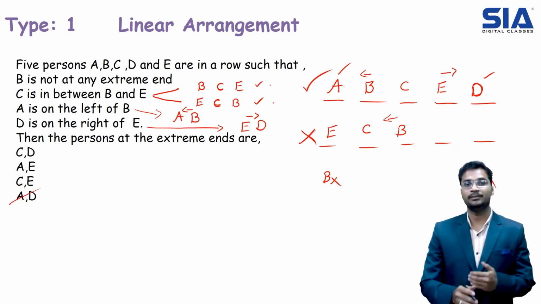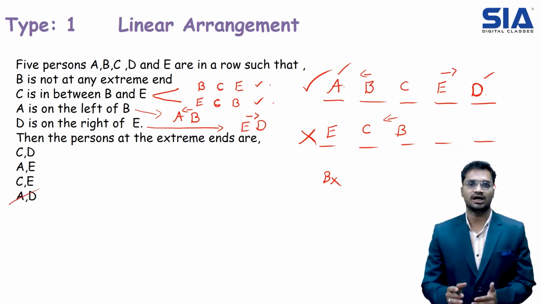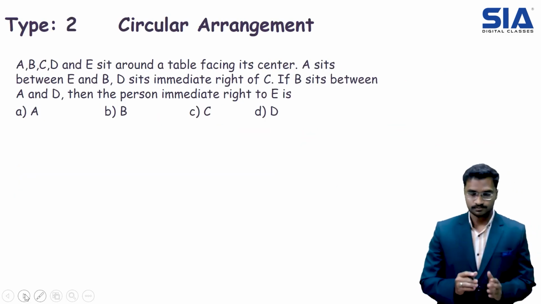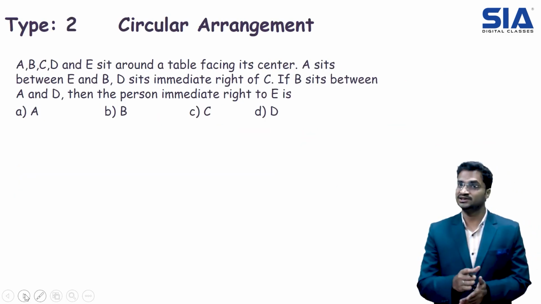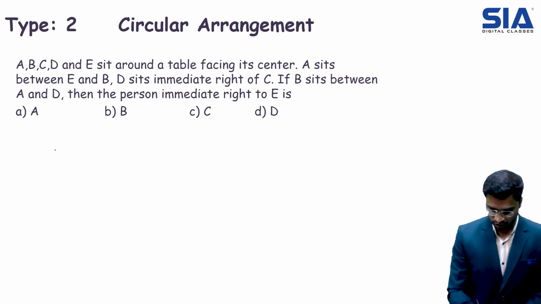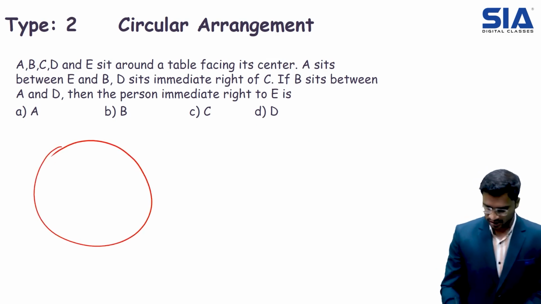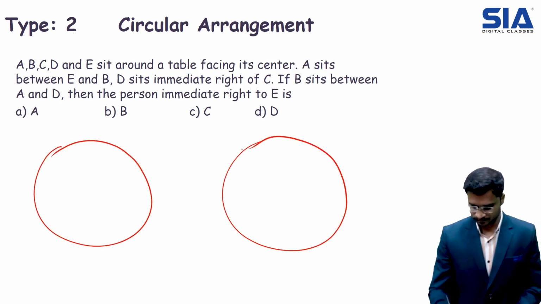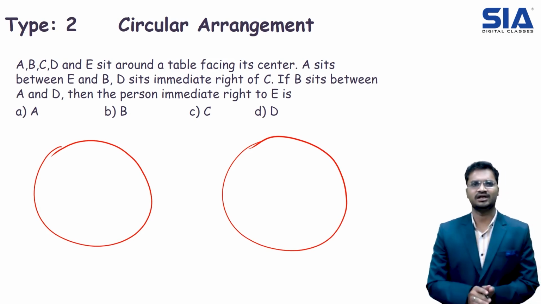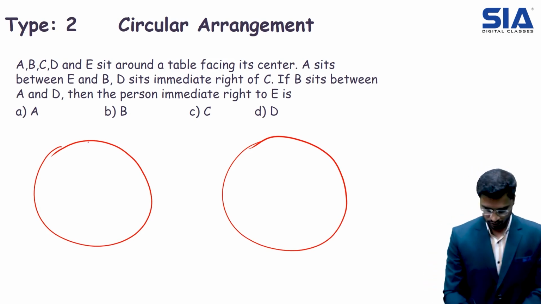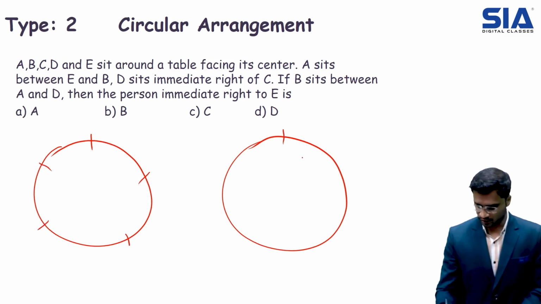Okay. Now coming to the next arrangement, which is circular arrangement. In circular arrangement, they are sitting at a circular table. So let us draw two circular tables. There are how many persons here? There are total 5 persons: 1, 2, 3, 4, 5.